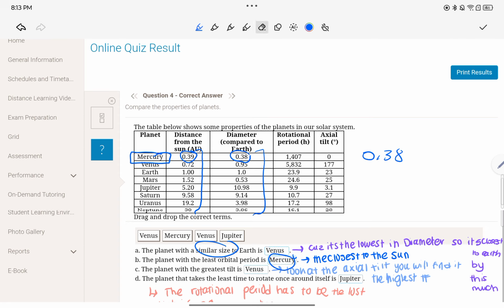Mercury. Oh, my bad. For part A, Earth is 1. Okay? We have to know this. The closest is 0.95. Sorry about that mistake. Okay.